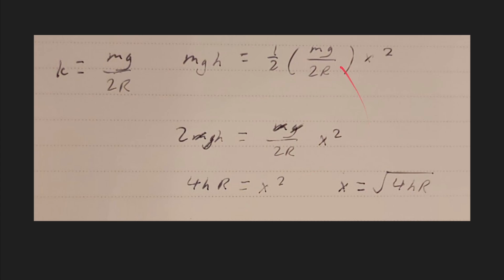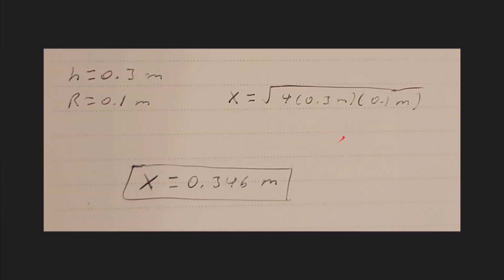Now we're going to make them equal to each other, plug in k, which we said was mg over 2r, and simplify it. As you can see here, the m and the g cancel out, multiply over that 2r, leaving us 4hr is equal to x squared. Then square root it: x is equal to the square root of 4hr. Now here we're going to plug in our values. We said h was 0.3 meters, r was 0.1 meter. Plug it into our equation: 4 times 0.3 times 0.1, square root it all, and the compression x is equal to 0.346 meters.